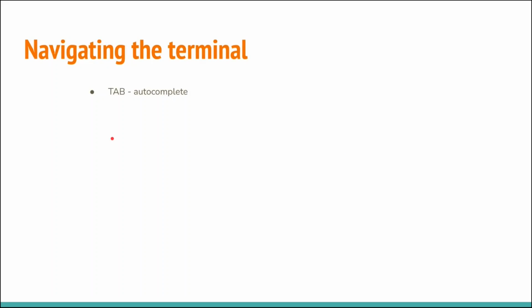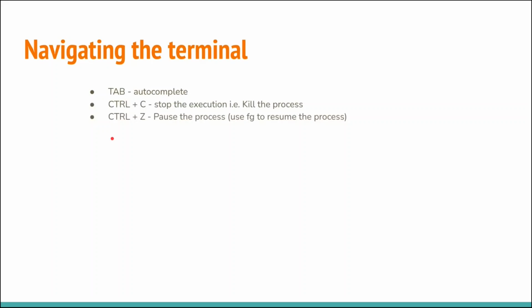Tab is usually for autocomplete. I will show you how autocomplete works. Then Control C is to stop the execution, that is, kill the process. Control Z will pause the process, and you can use fg to resume the process.